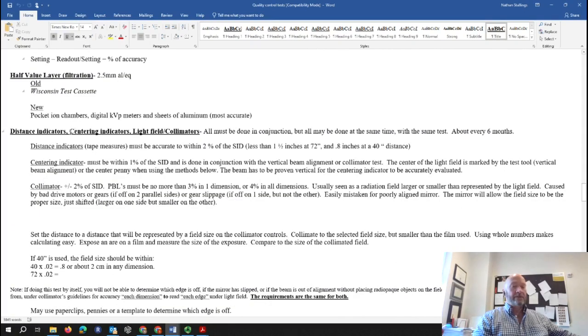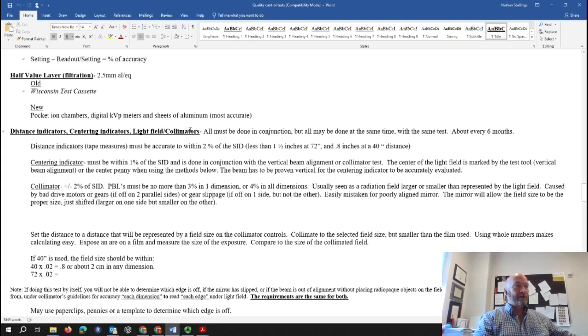Our distance indicators, we have to make sure that if our machine is showing us to be making an exposure at 40 inches, it truly is 40 inches. Centering indicators, and whether or not we have good alignment.